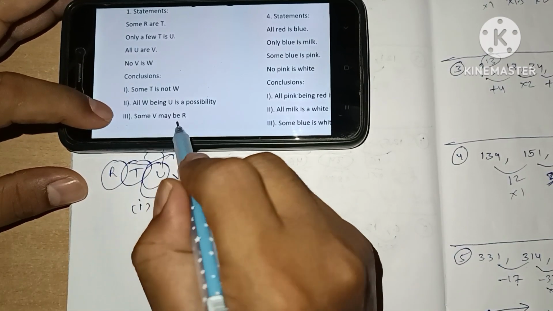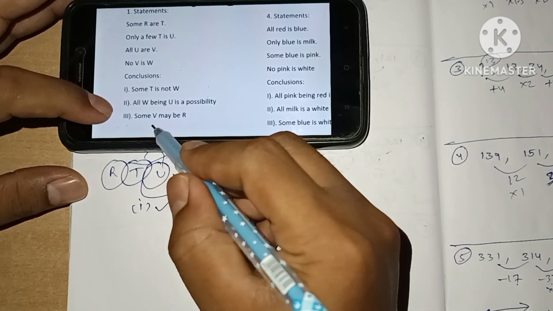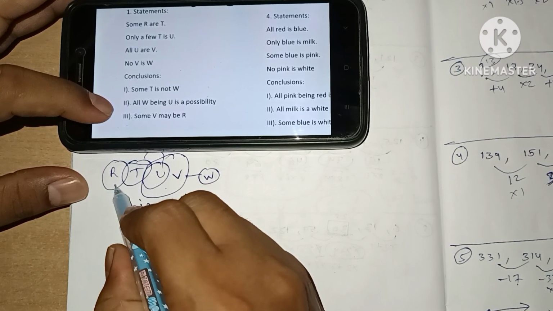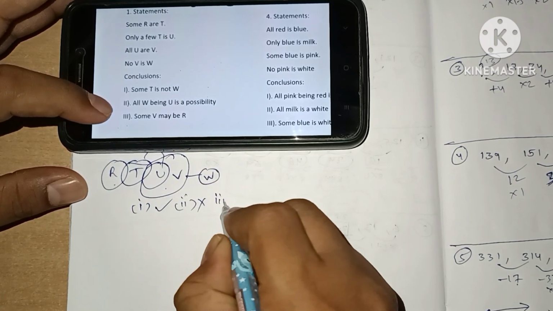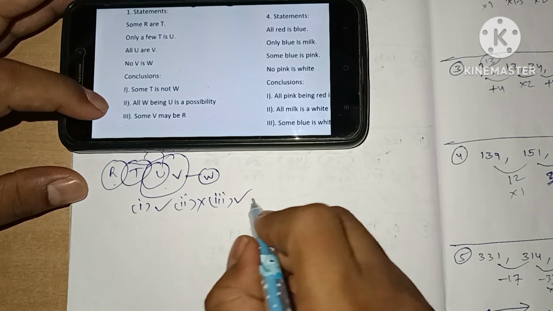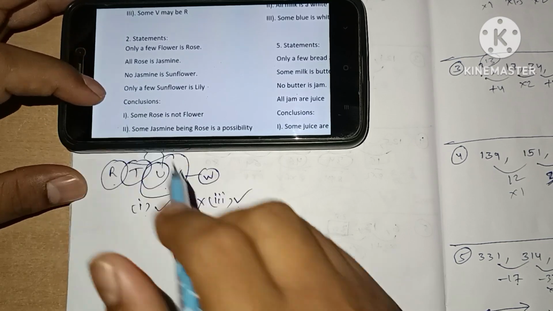Third conclusion, some V may be R. Maybe means can be. Some part of V can share with R. Yes, we can draw a possible diagram for that. So third conclusion will be true. So 1 and 3 is true. Second one is false.